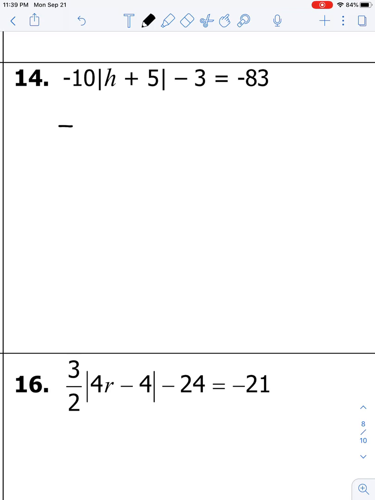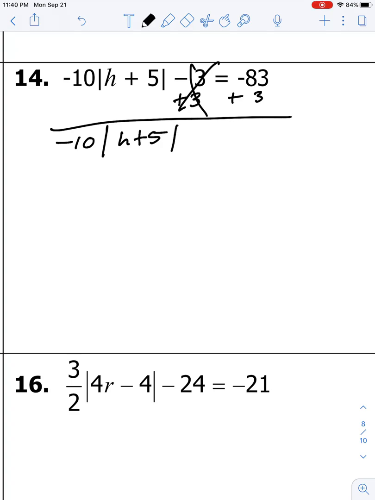Well, it's kind of like this right here. If you looked at this problem like this, meaning if the absolute value was an x, obviously you would add the 3 over first, right? Because that would be a two-step problem. Well, it's not any different here. Meaning, first thing we're going to do is we're going to add the 3 to the other side, because that's the easiest thing to get rid of first. So now we've got negative 10 times the absolute value of h plus 5 now equals negative 80.